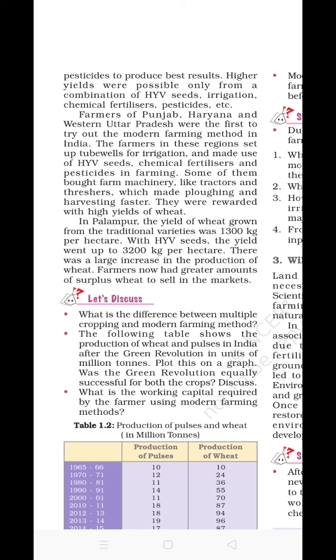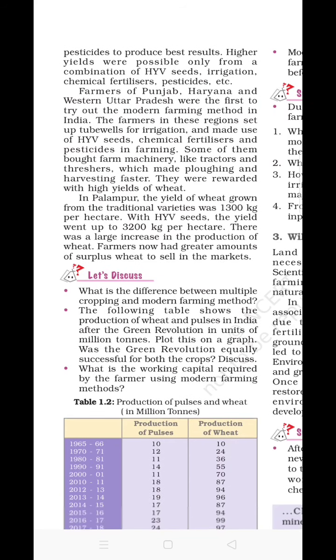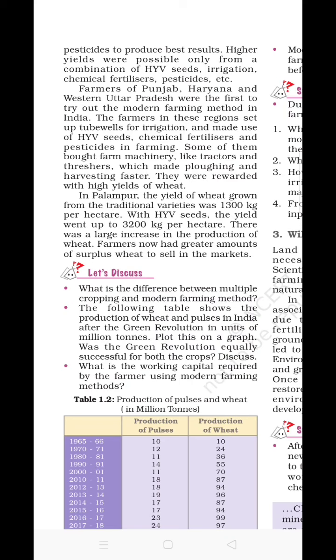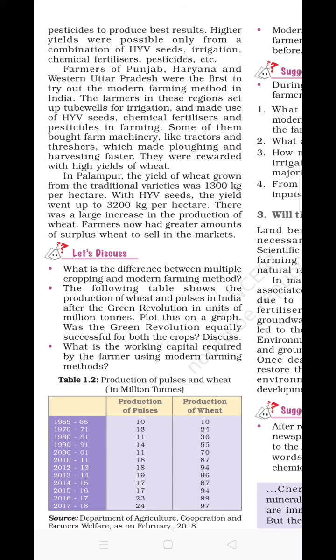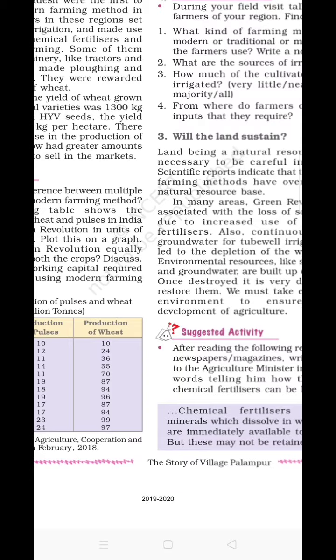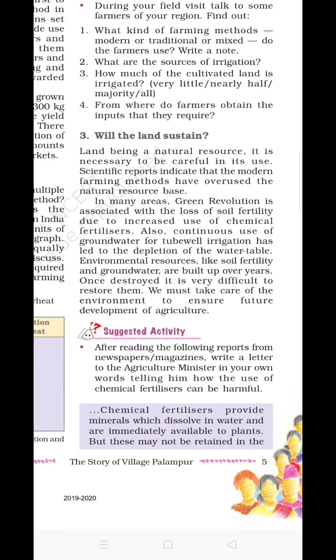And how the modern farming methods helped the village of Palampur. If we talk about Palampur, with the traditional variety and traditional inputs, it gave just 1300 kg of wheat per hectare of land. And when they started shifting to HYV seeds, they yielded up to 3200 kg per hectare. So this is the biggest change that occurred in Palampur village with the new technology, or we can say the new method.